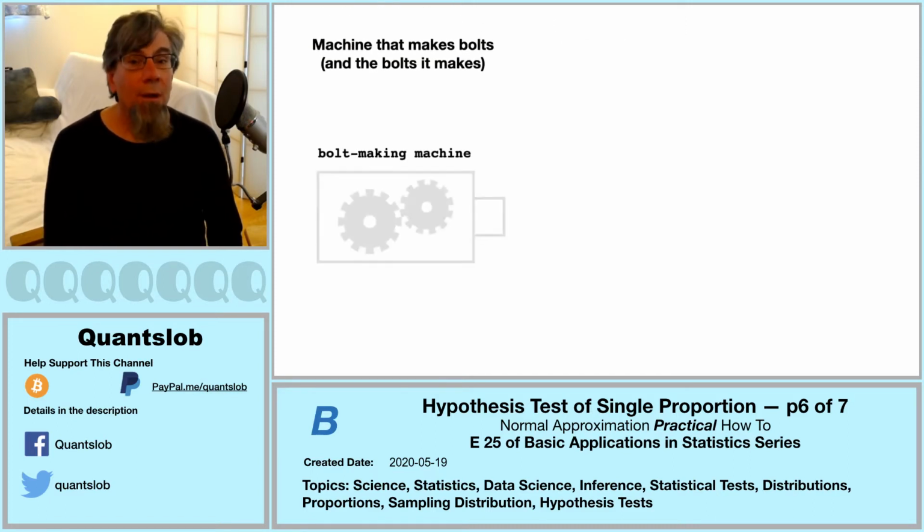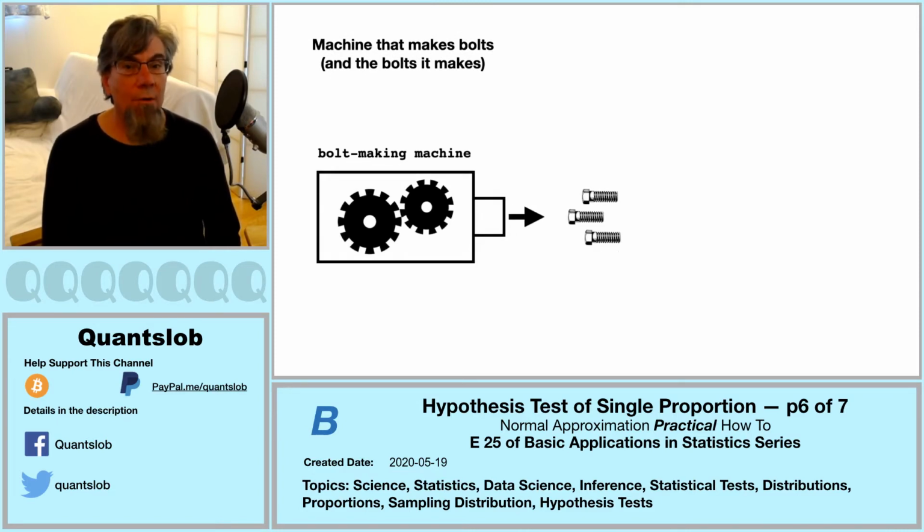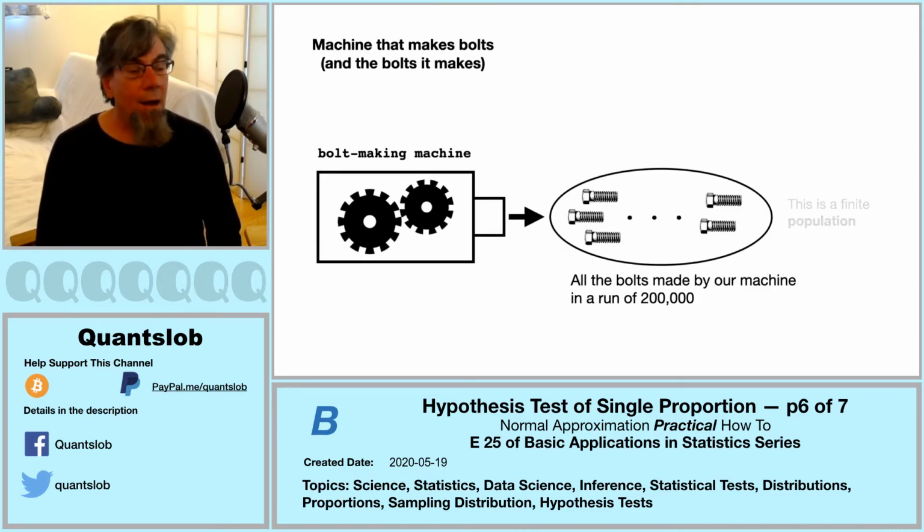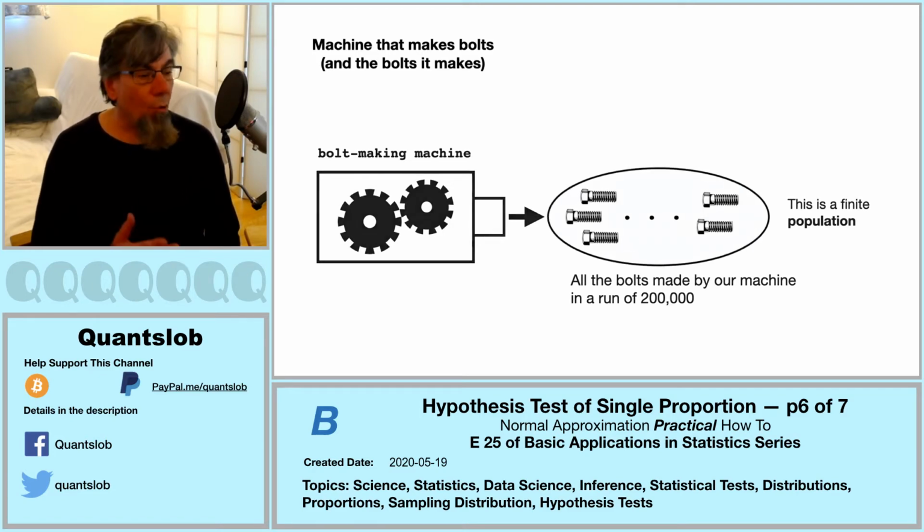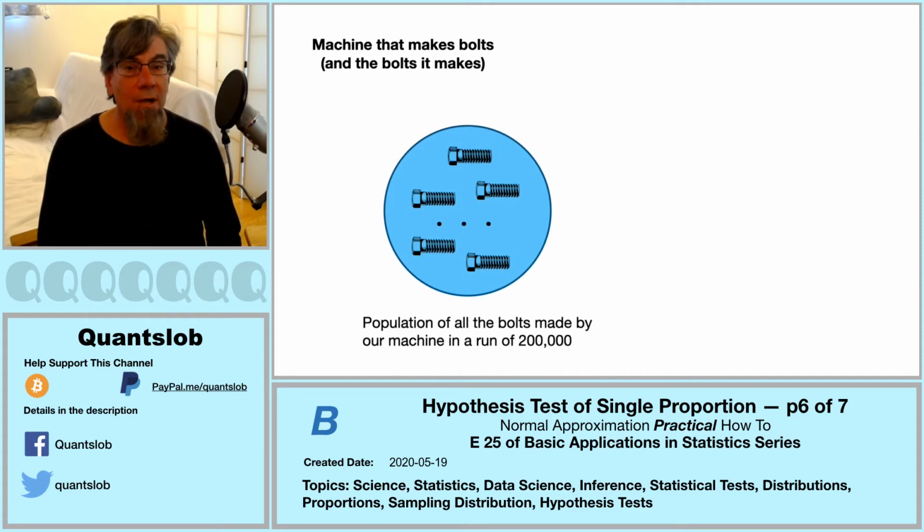So for this example, we're going to bring back an old Quantslob friend, our beloved bolt making machine here, a machine which makes bolts. So isn't that nice? We got our bolt making machine. Remember that, harkening back to our foundational series.